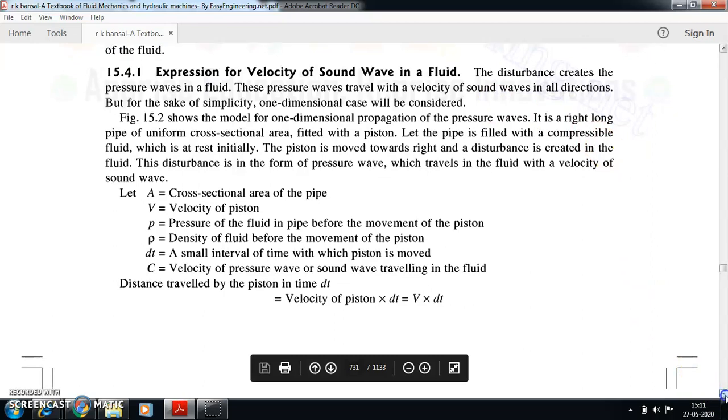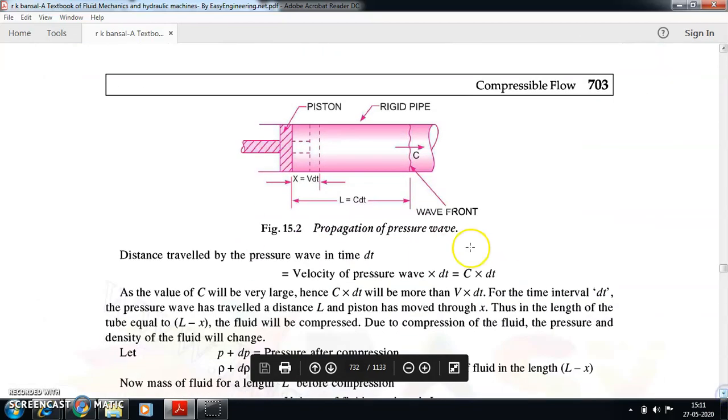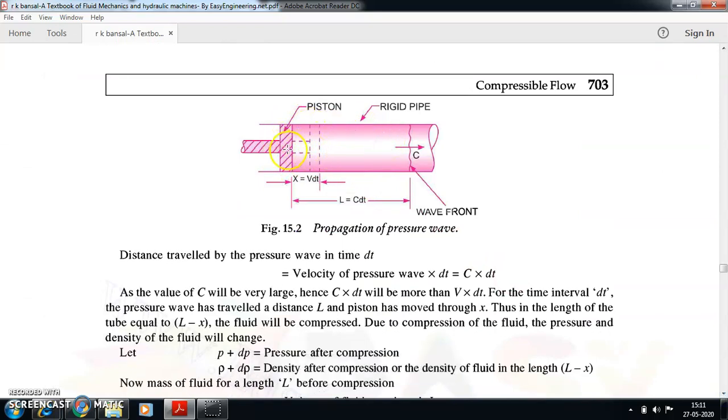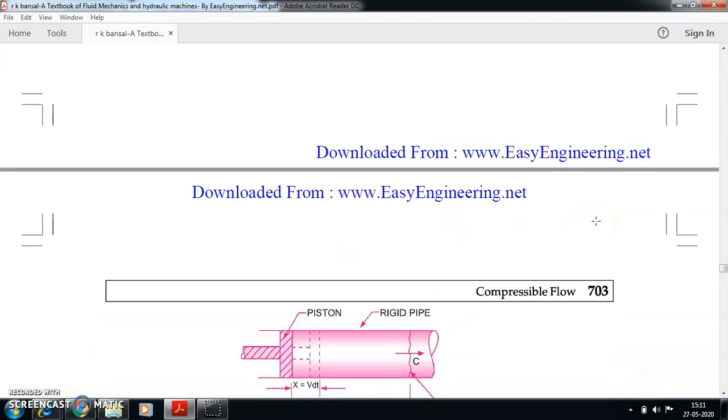We are considering a piston. Showing the diagram, we have a piston arrangement here and a cylinder arrangement here, a cylinder and a piston, and here a fluid. You are pushing this piston a small distance x. Let L be the length of the cylinder. So that is the scene.